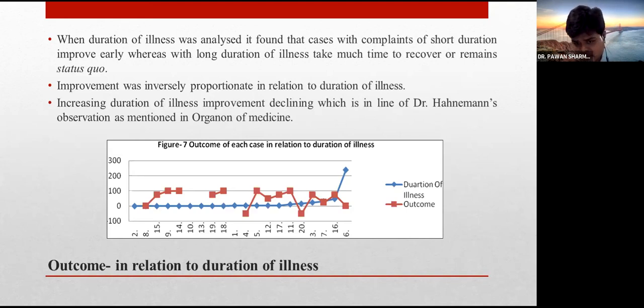If we see the last case, case number 6 presented in this graph, the duration of illness is 5 years and the outcome is negative. The red graph shows the negative improvement. So we can say that if the patient comes early with their symptoms, with their complaint, with their illness, we can treat them well.